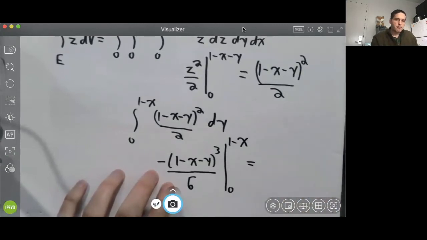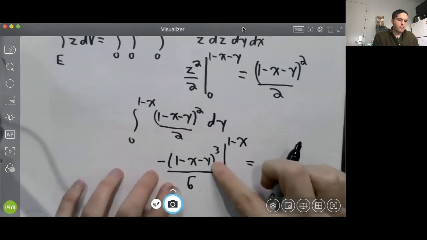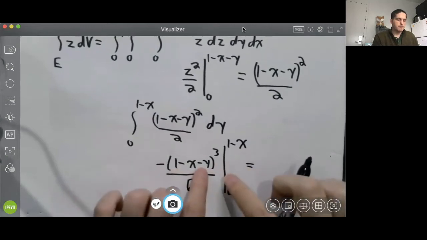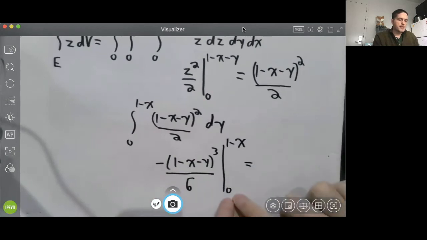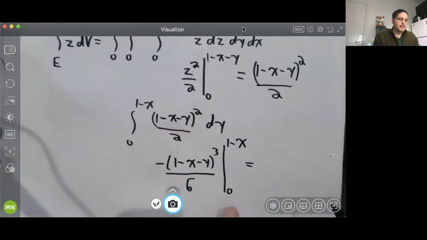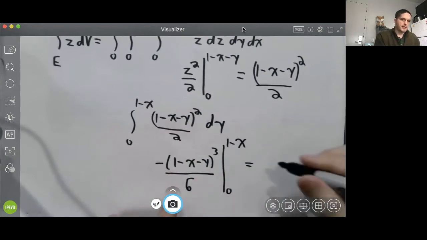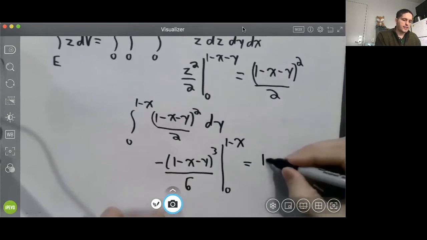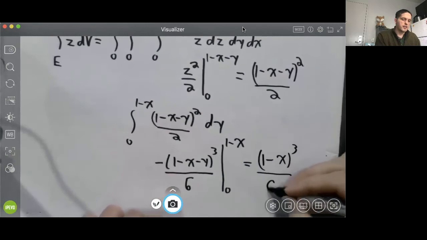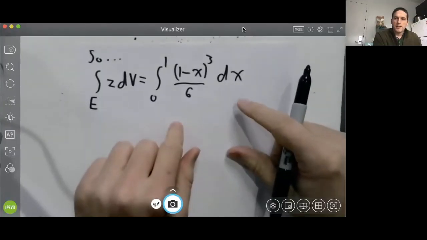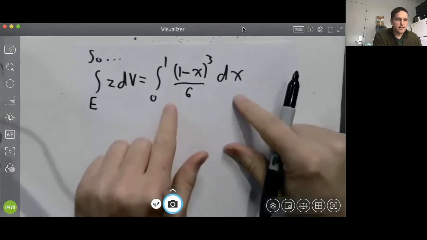And what happens when we plug in 1 minus x for y? Well, then we have 1 minus x minus 1 minus x. That gives us 0. Okay, what happens when we plug in 0 for y? Then we get just (1 minus x) cubed over 6. So this evaluates to (1 minus x) cubed over 6. Good. So we did the two innermost integrals and we ended up with this.